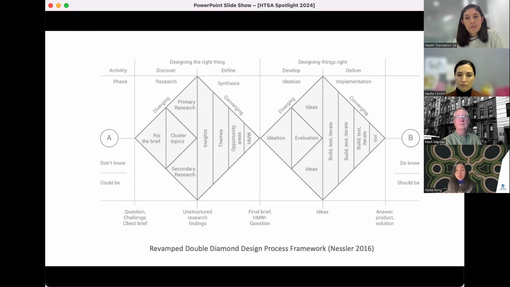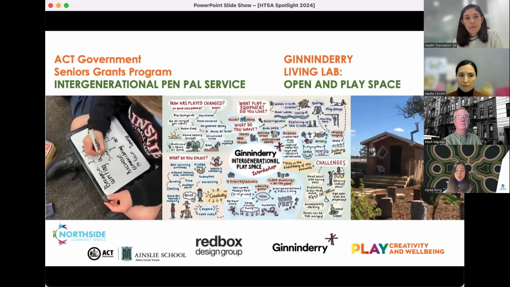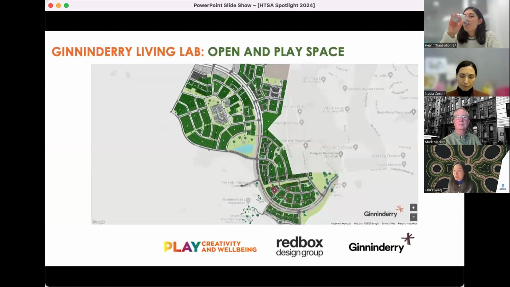But because of that, I'd like to bring in some of my past projects. This topic, intergenerational practice and well-being, is something I did for quite a long time. On the slide, there are a couple of projects I did while I was in Canberra. The first one is the intergenerational pen pal surveys, and the second one is the Gene-Dairy Living Lab. I'm aware of the time, so today I'm only focusing on the co-design approach we used for the Gene-Dairy Living Lab.